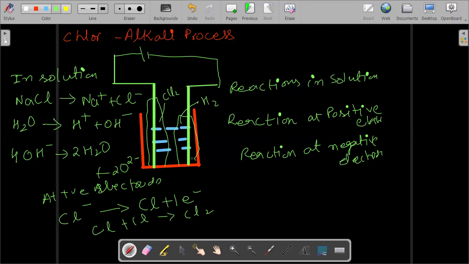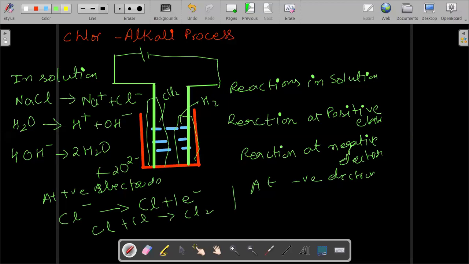How will we get it? Again, write the reaction at the negative electrode. At the negative electrode, the H plus ion moves, not the sodium ion. Why does the sodium ion not move? The reason is its electropositivity. The electropositivity of sodium is much more as compared with hydrogen. Therefore, it is the hydrogen ion which gets reduced first and not the Na plus.